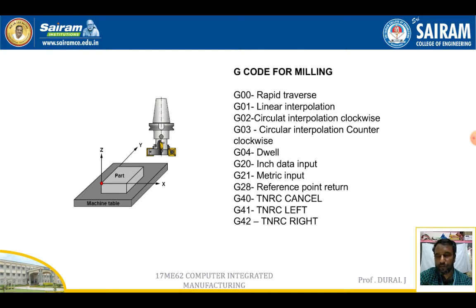One more thing: in the lathe machine, we discuss only two axes, X and Z. But here we can use all three axes. As usual, X is horizontal, Y is vertical, and Z is the depth we are going to provide. The tool moves in the X and Y directions, and when it removes material, it goes in the Z direction.